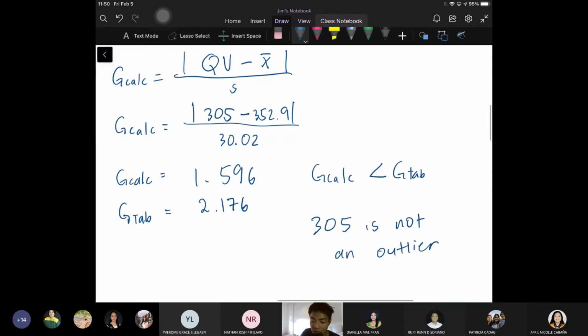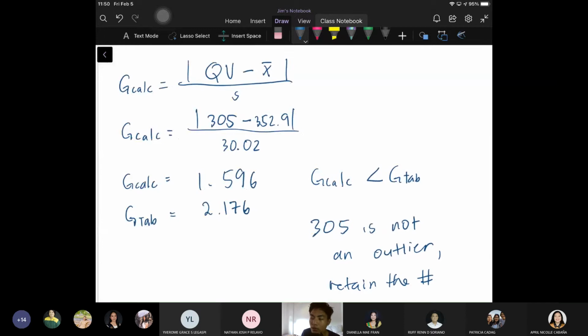And we should retain it. Okay? So, yan, you can take a screenshot. So, ganun lang. Pag nakita nyo yung G calculated nyo less than the G tabulated, hindi yan outlier. Pero kapag mas malaki yung G calculated mo sa G tabulated mo, outlier yan, and you should remove it.